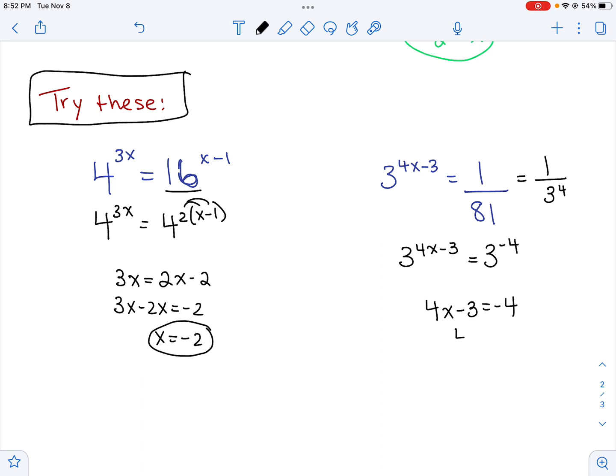And then I'm just going to solve for x. So 4x equals negative 4 plus 3. So 4x equals negative 1. Divide both sides by 4, and I get negative 1/4 for my final answer.